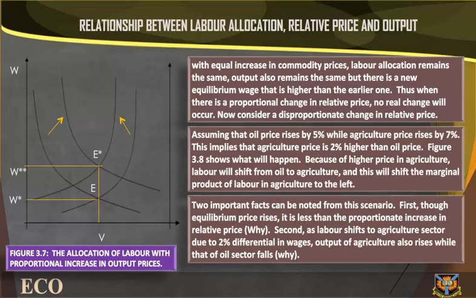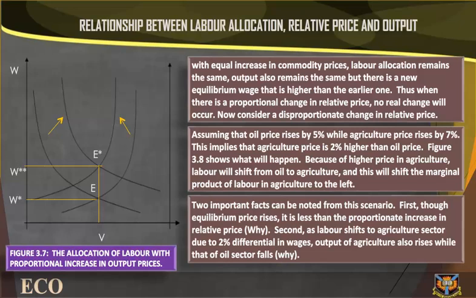Figure 3.7. The allocation of labor with a proportional increase in output prices. With an equal increase in commodity prices, labor allocation remains the same. Output also remains the same, but there is a new equilibrium wage that is higher than the earlier one. Thus, when there is a proportional change in relative price, no real change will occur.